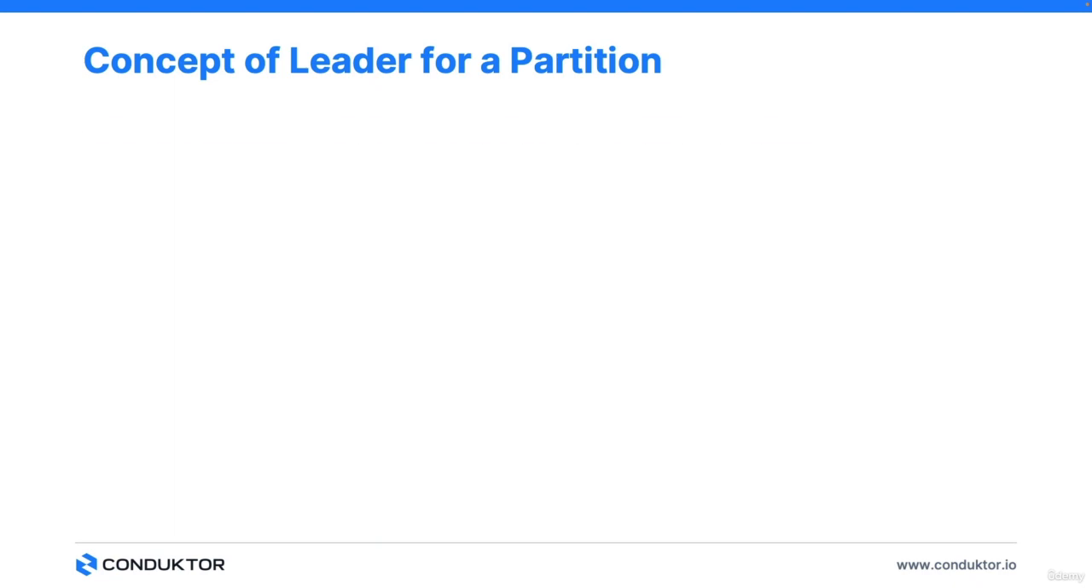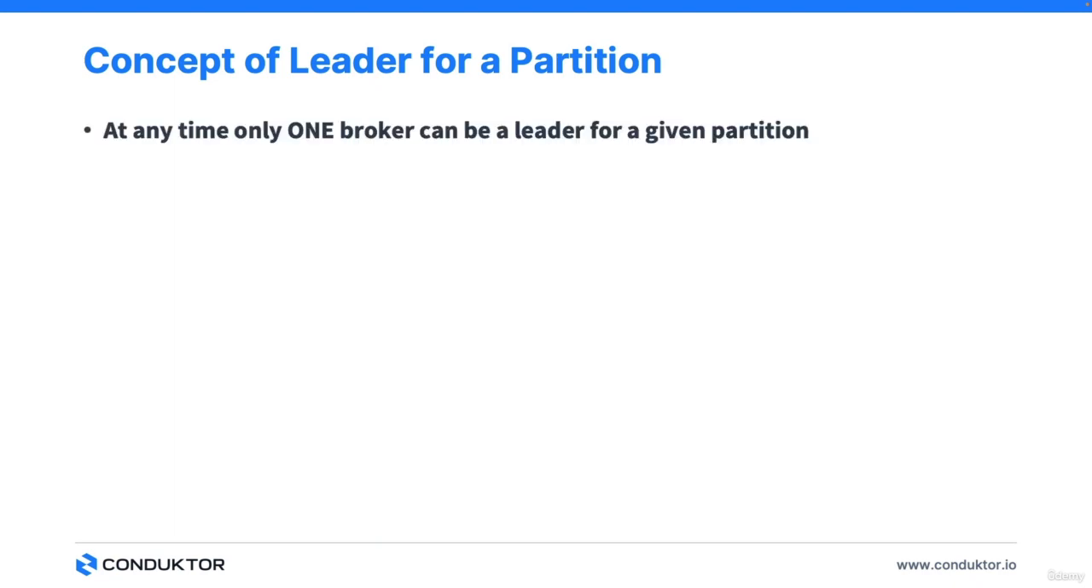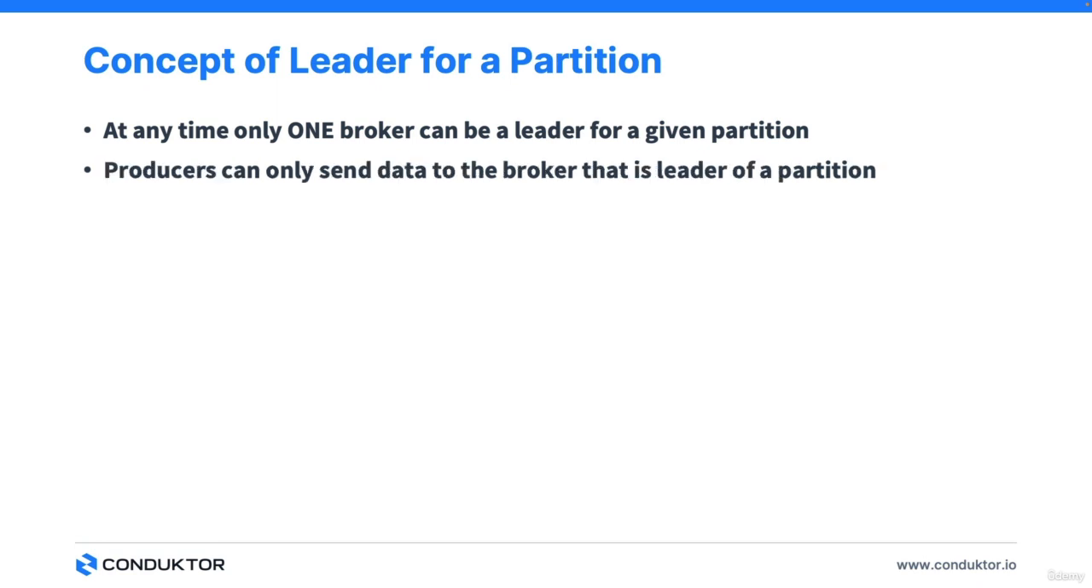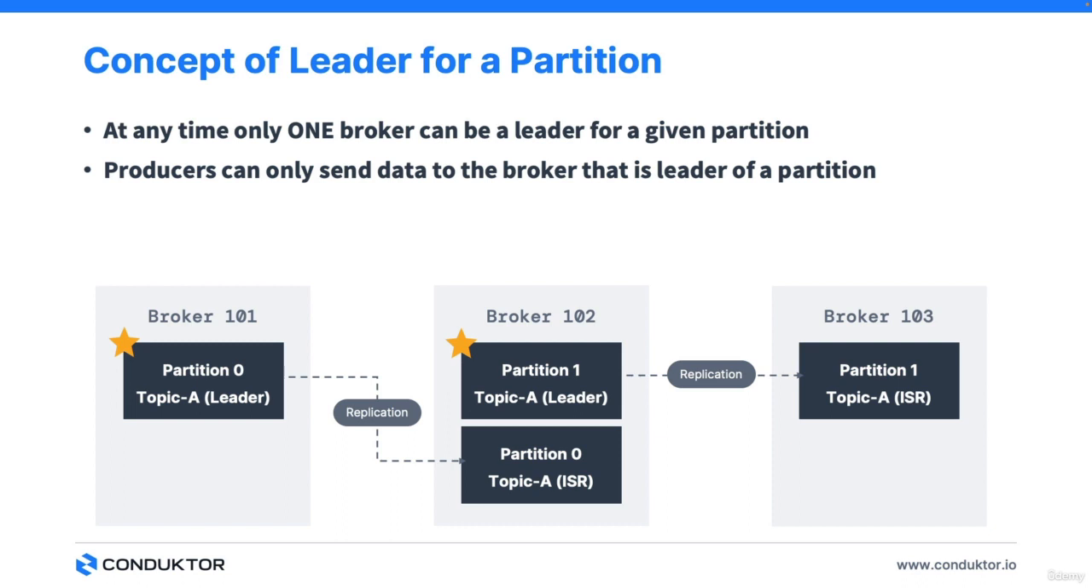Next, we have replicas, and therefore we have a leader for a partition. At any time, only 1 broker can be a leader for a given partition. And the rule is that producers can only send data to the broker that is the leader of a partition. If we go back to the diagram from before, I added a little star on the leader of each partition. We can see that broker 101 is the leader of partition 0, and broker 102 is the leader of partition 1. But broker 102 is a replica of partition 0, and broker 103 is a replica of partition 1.